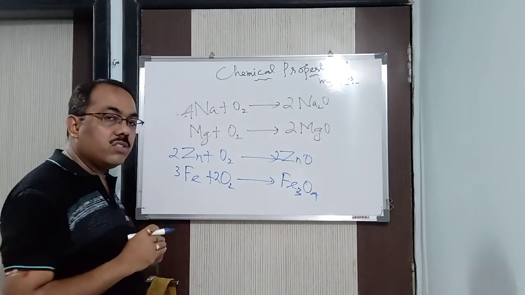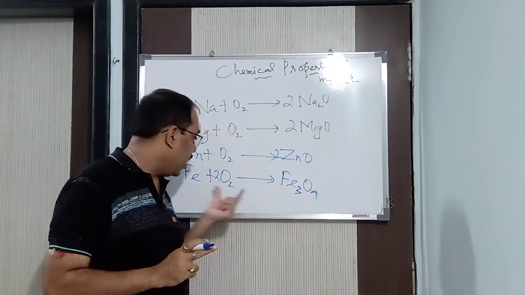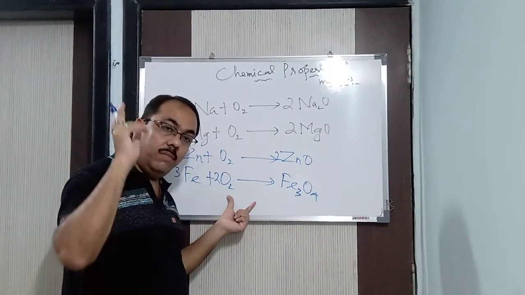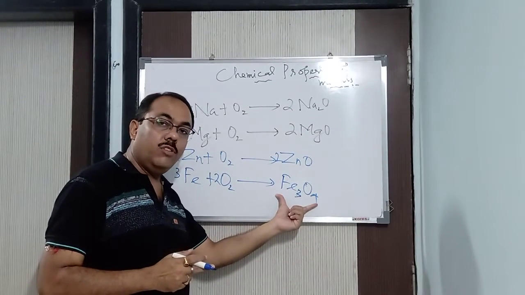Fe3O4, triferric tetroxide. But it's not going to burn. I'm telling you, it's not going to burn. Iron burns only in a blast furnace. Alright, it melts there, and it's not going to burn. It's going to give you Fe3O4.